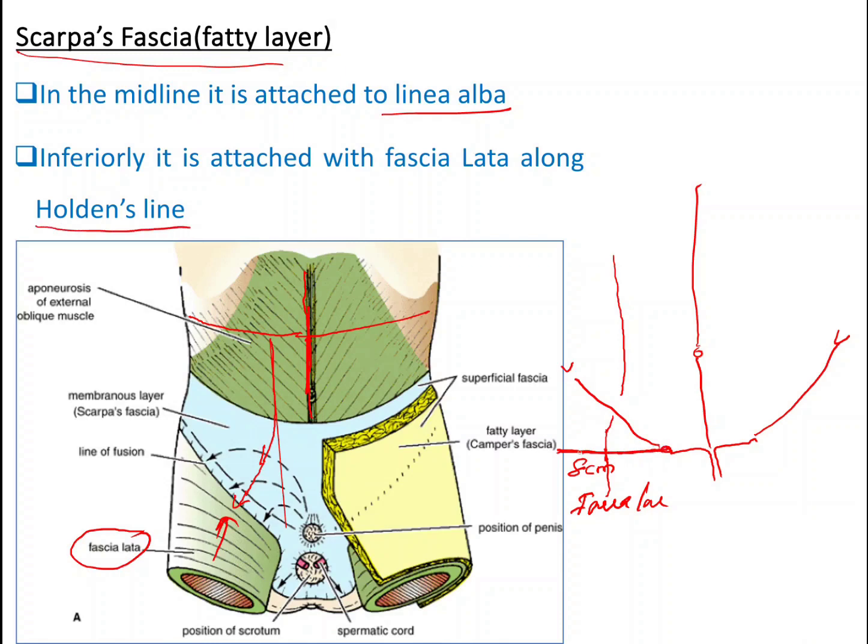Remember, the line of fusion of the membranous layer, that is Scarpa's fascia of the anterior abdominal wall, with the deep fascia of the thigh, that is the fascia lata, is known as Holden's line. This Holden's line has some clinical importance. You know where the attachment of Holden's line is. After that, what happens?